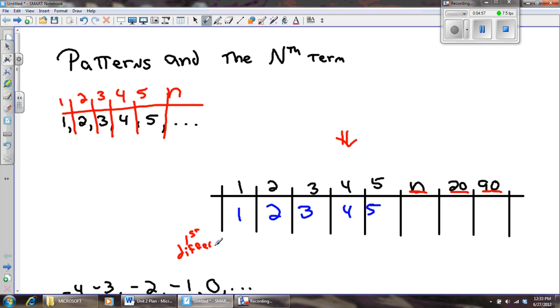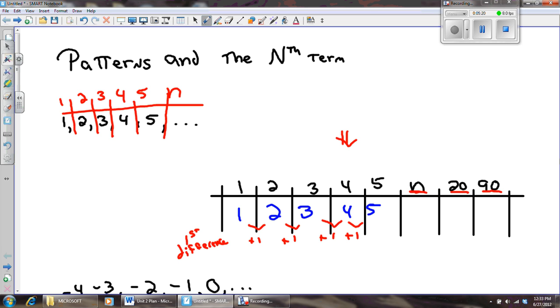Now I'm searching for the nth term. I'm going to come down here and I'm going to find my first difference. In other words, I'm going to find the differences between the 1 and 2. Well, I add 1. The next difference, add 1. The next difference, add 1. Next difference, add 1. By the way, difference means subtract, right? 5 minus 4 is 1. 4 minus 3 is 1. 3 minus 2 is 1. You notice how that plus 1 shows up every single time?